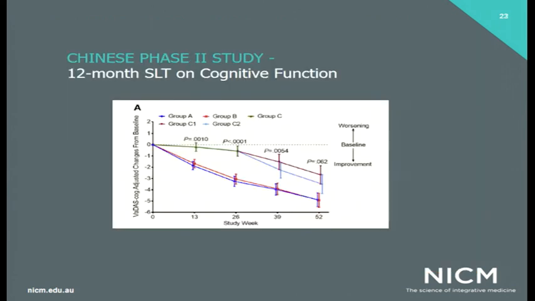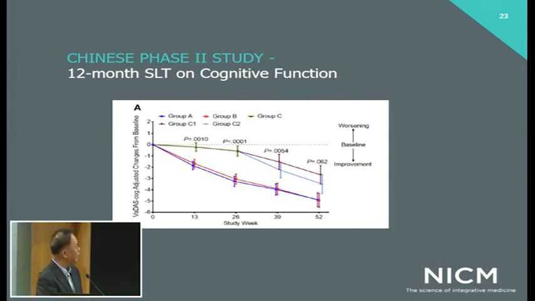Similarly, they used VDES-COG as the primary outcome measure. You can see that the endpoint of the treatment is 26 weeks, which is half a year. Both the low dose and the high dose achieved about 4 units improvement in VDES-COG, which is even greater than what we saw over 4 months.